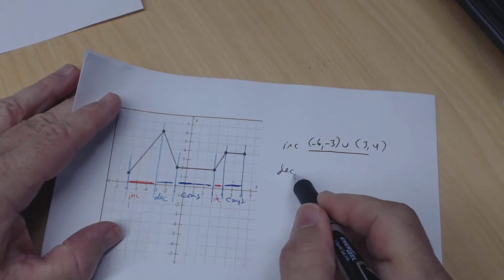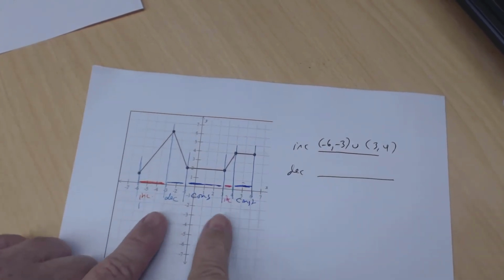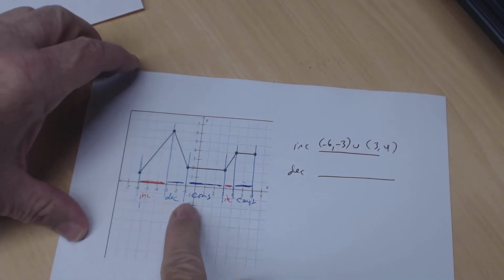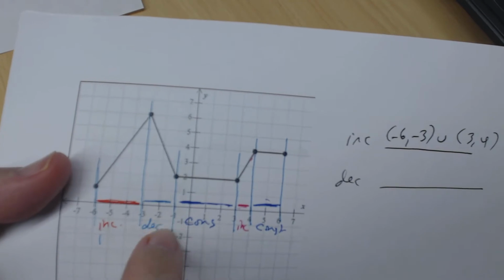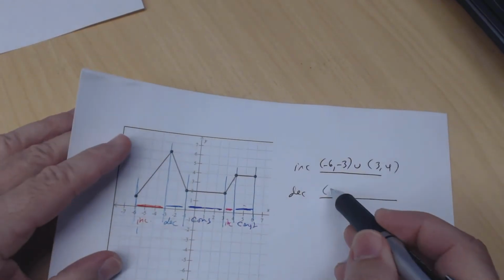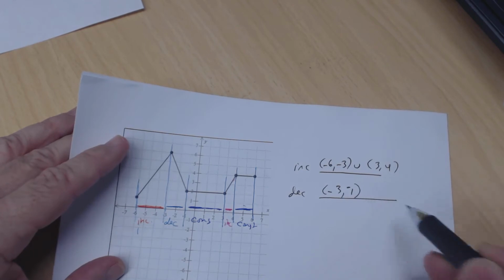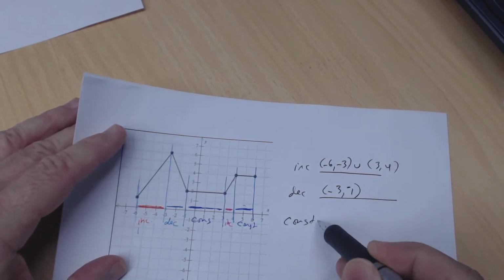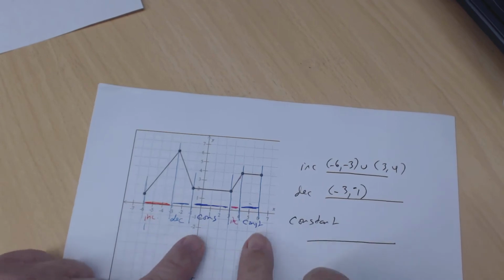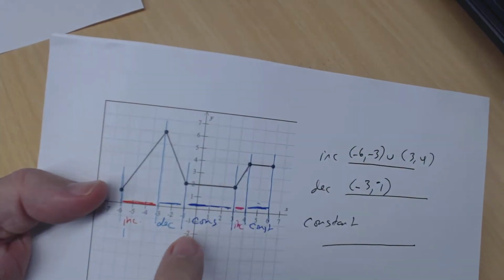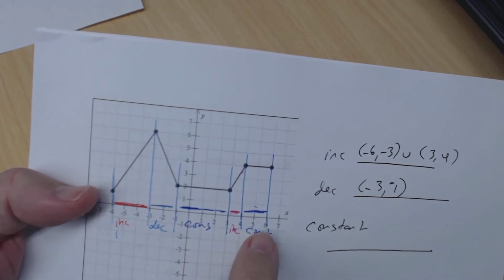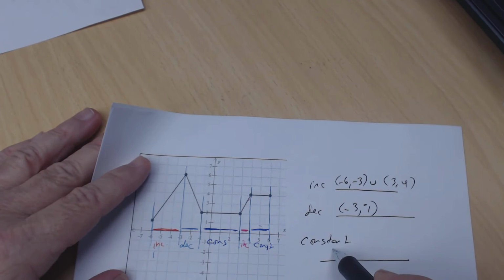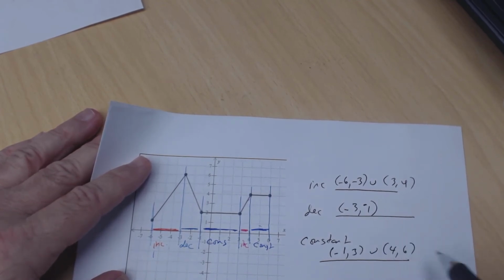Okay, now decreasing. They're decreasing in just one place, from here to here. So that's x value -3 to x value -1. So again, you must use your domain, -3 comma -1. And then it's constant in 2 places. It's constant from -1 to 3, union 4 to 6. And you're done.